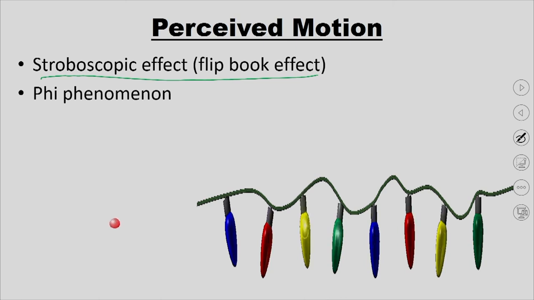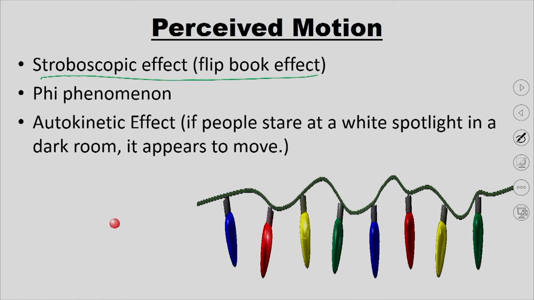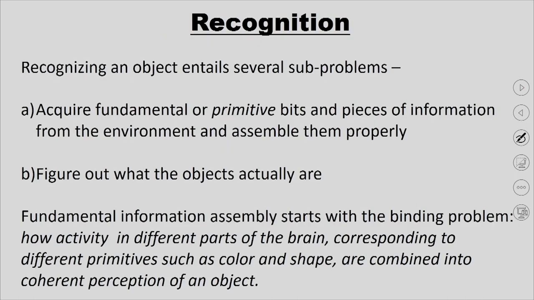You would have seen certain diagrams or lights which move in a certain way and create motion. Not only do they create motion, they create letters and all kinds of things. This motion that you are seeing is because these lights are timed in such a way that it creates motion. Autokinetic effect: if people stare at a white spot of light in a dark room, it appears to move. If you assume it is a dark room and this object is static, it will start moving on its own, and that is because of the two eyes.